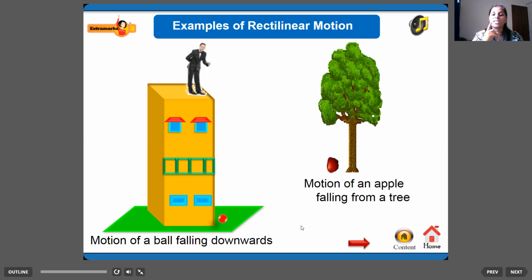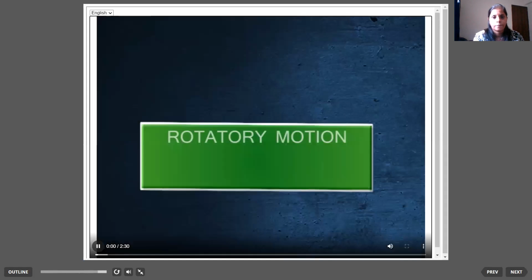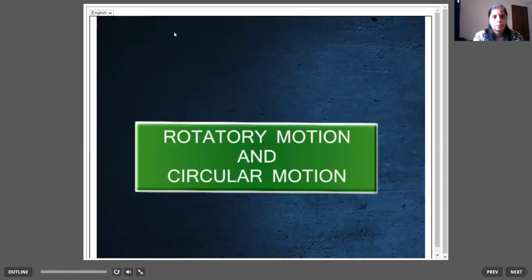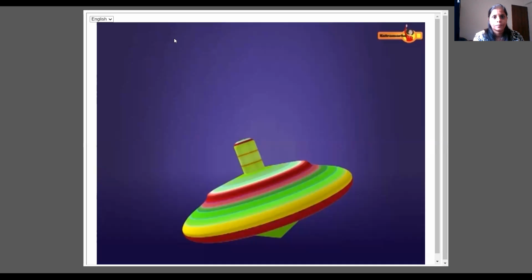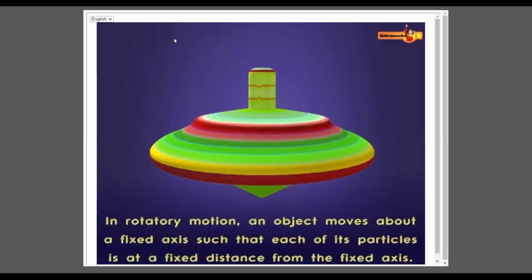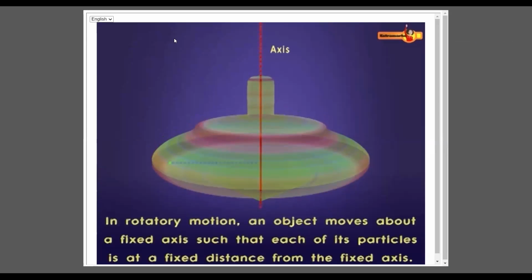It is known as rotation, on a fixed axis. When an object moves about a fixed axis in such a way that each of its particles is always at a fixed distance from the fixed axis, the object is said to have rotatory motion.